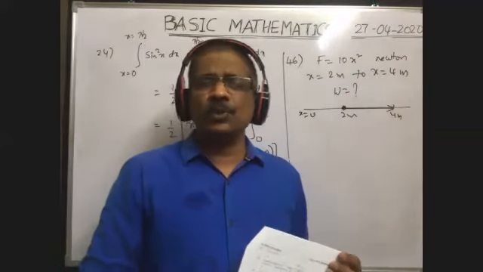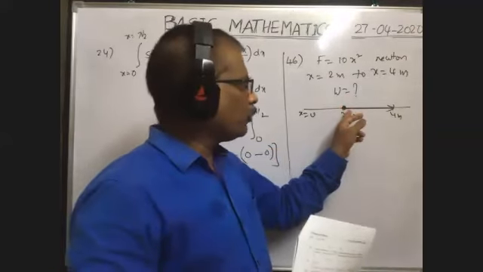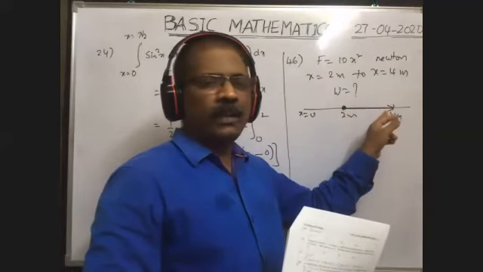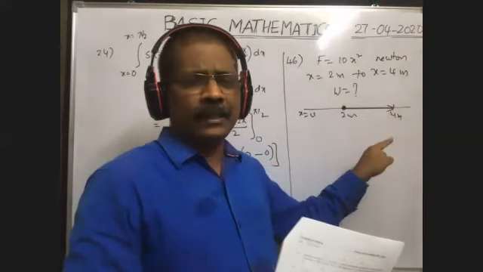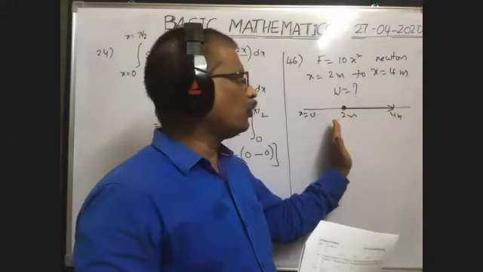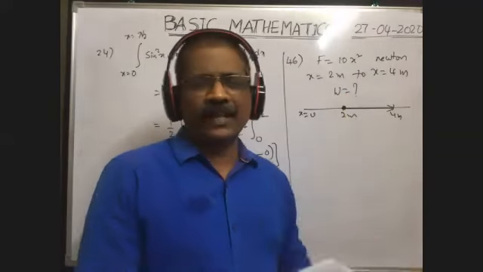Net displacement is 2 meter. From x equal to 2 meter to x equal to 4 meter, if the force acting on a body is constant, then simply force into displacement, 4 minus 2. That gives the answer directly.